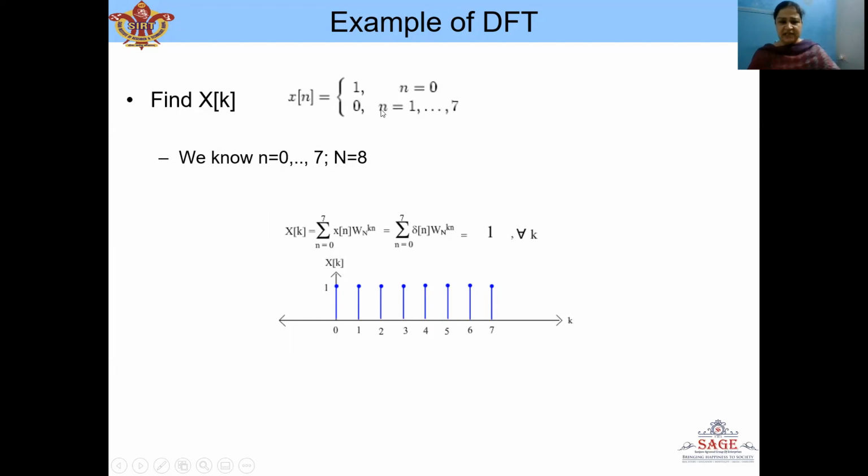Since here we are taking samples n equals 0 to 7, we will take capital N as 8. According to the formula of the DFT, X(k) is given by the summation from n equals 0 to 7 of x(n) W_N^(kn). 7 is used because here we use N minus 1. Now, I replace this x(n) by delta(n), because x(n) is 1 at n equals 0, so it is given by delta(n) W_N^(kn). When we evaluate this summation, I get the value 1. So I can say that the DFT of delta(n) is 1.